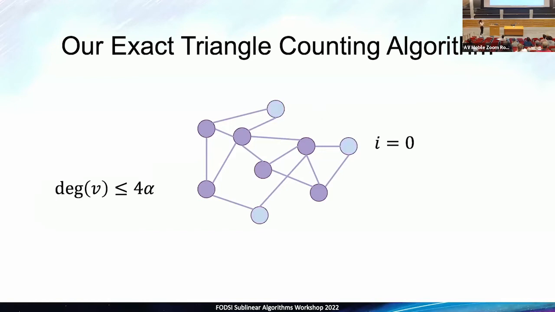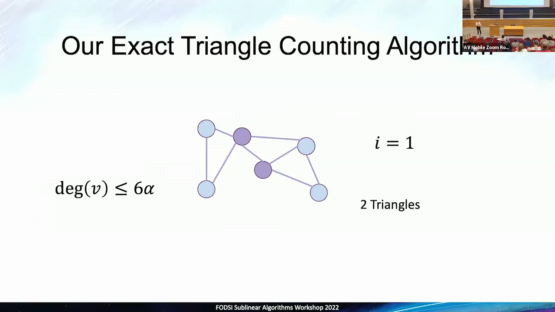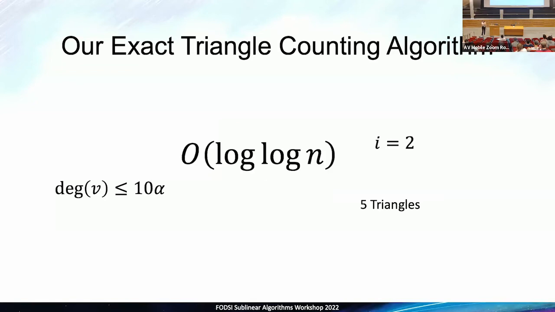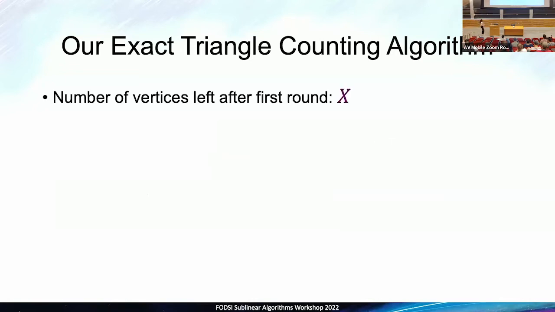In the first round, the cutoff is 4 alpha. So we take all the vertices with degree at most 4 alpha, remove them, count the number of triangles incident to them. Then we increase this cutoff according to the formula I just showed on the previous slide. Then you take these vertices, remove them, add the number of triangles incident to them, and then you proceed until your graph is empty. So because the cutoff increases doubly exponentially, your number of rounds is O of log log n. Okay, so that basically proves your number of rounds.